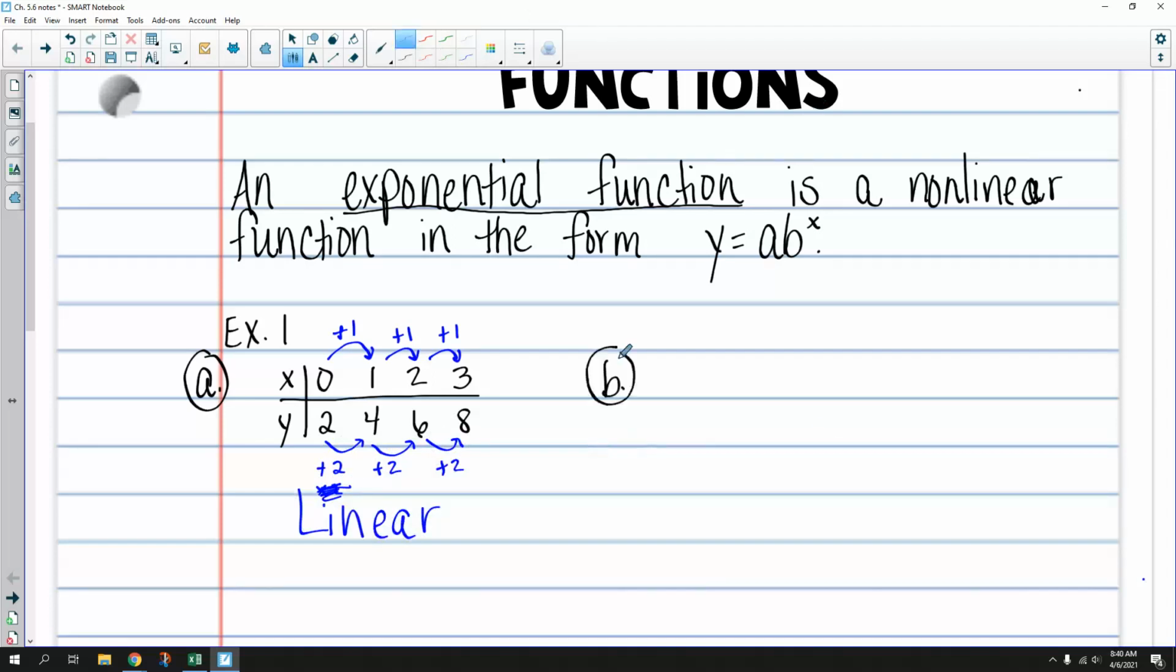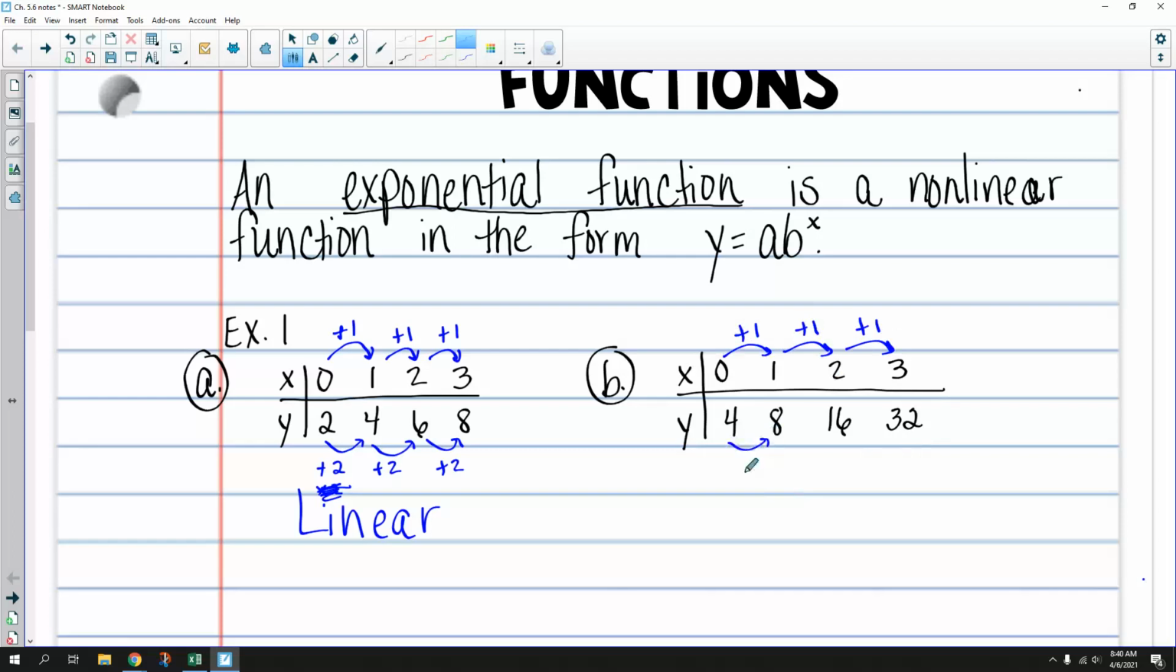For letter B, let's look at this table. We have X and Y. So we have 0, 1, 2, and 3. And then the y values, we have 4, 8, 16, 32. And you should be able to tell already more or less what this is going to be. From 0 to 1, we're adding 1. From 1 to 2, we're adding 1. And from 2 to 3, we're adding 1.